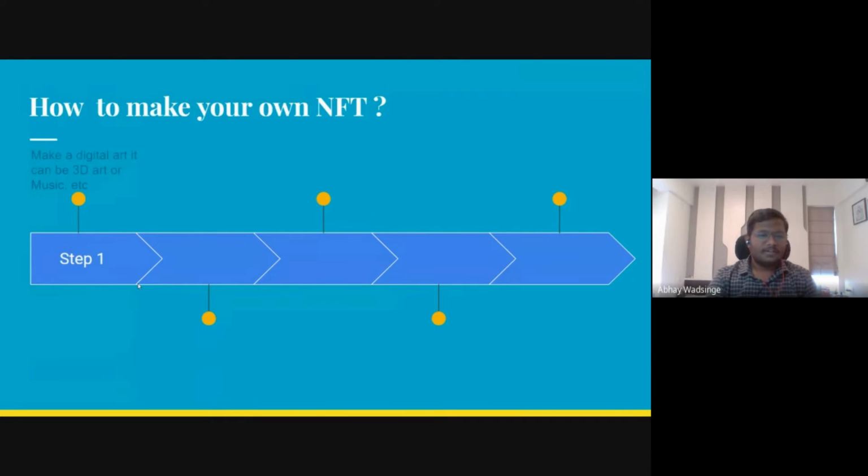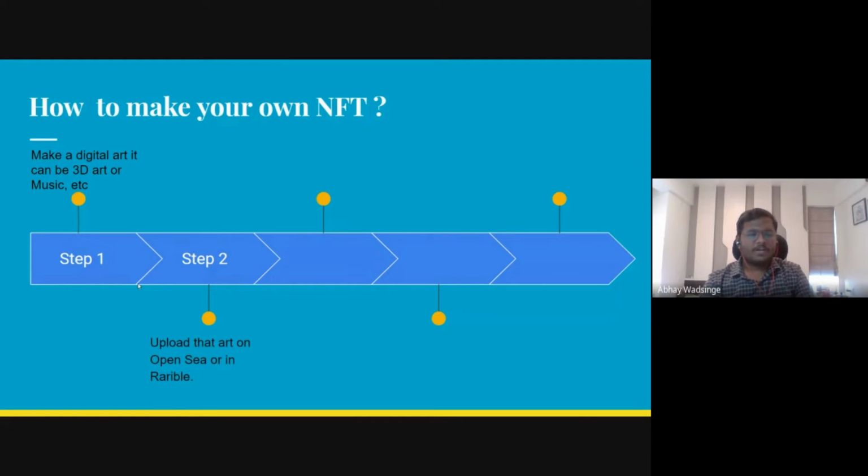So step one is to make a digital art. It can be 3D art or anything. You can make a 3D illustration, a Photoshop art, or music, or anything. Then just make it, but it should be cool. It must be attractive and cool.